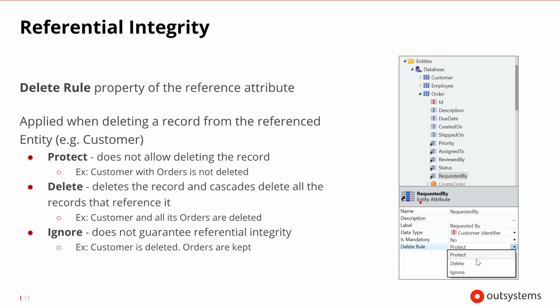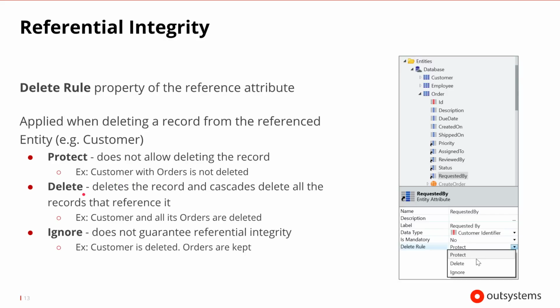So when we create reference attributes, that delete rule can be very important. This gets applied when we're deleting a record from the referenced entity. In this case, we've been talking about customers and orders. So if we end up deleting a record from a customer, what should we do? Inside of the delete rule, we have 3 different choices. We can protect, which says don't allow the deleting of the record. So customers that still have orders should not be deleted.